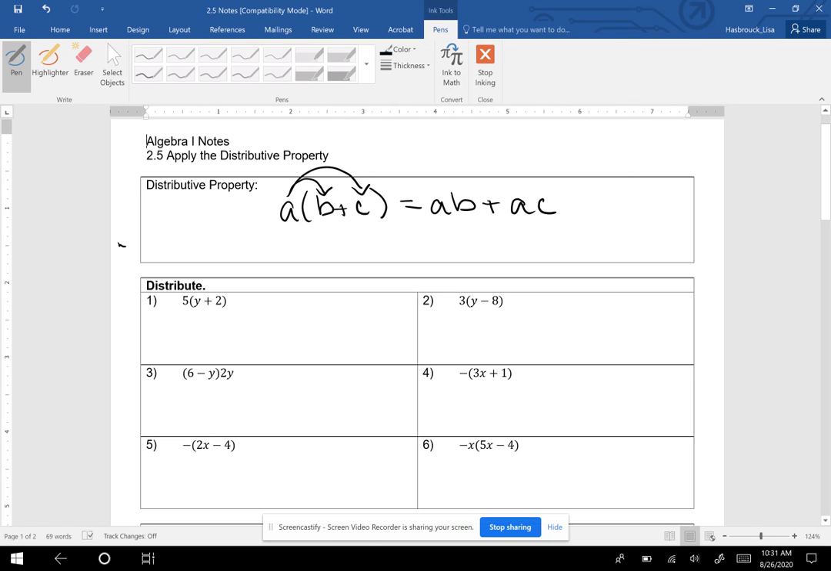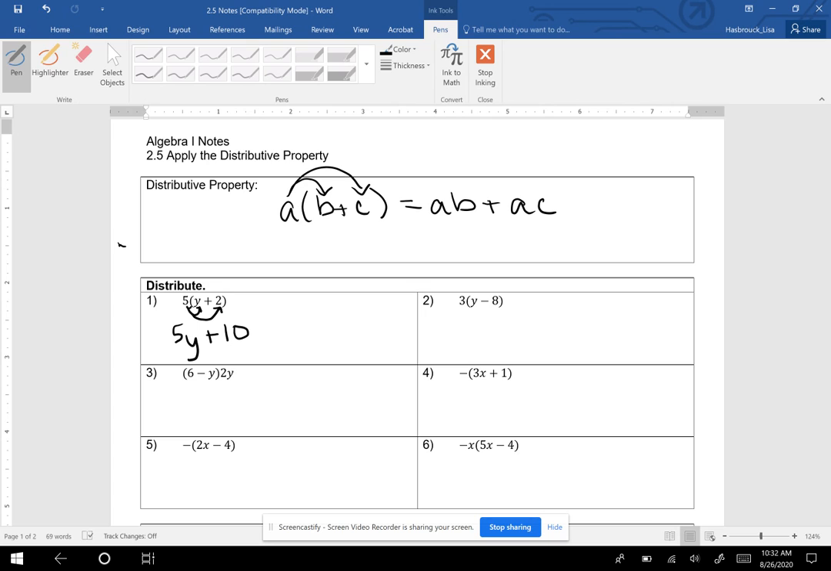So in these examples, the first one is 5 times (y plus 2). We want to make sure we take 5 times y to get 5y, and then 5 times 2. Notice it's a plus 2, so it's a positive 5 times a positive 2, which will give you a plus 10. And that's all you can do. There's no like terms, so we're finished.